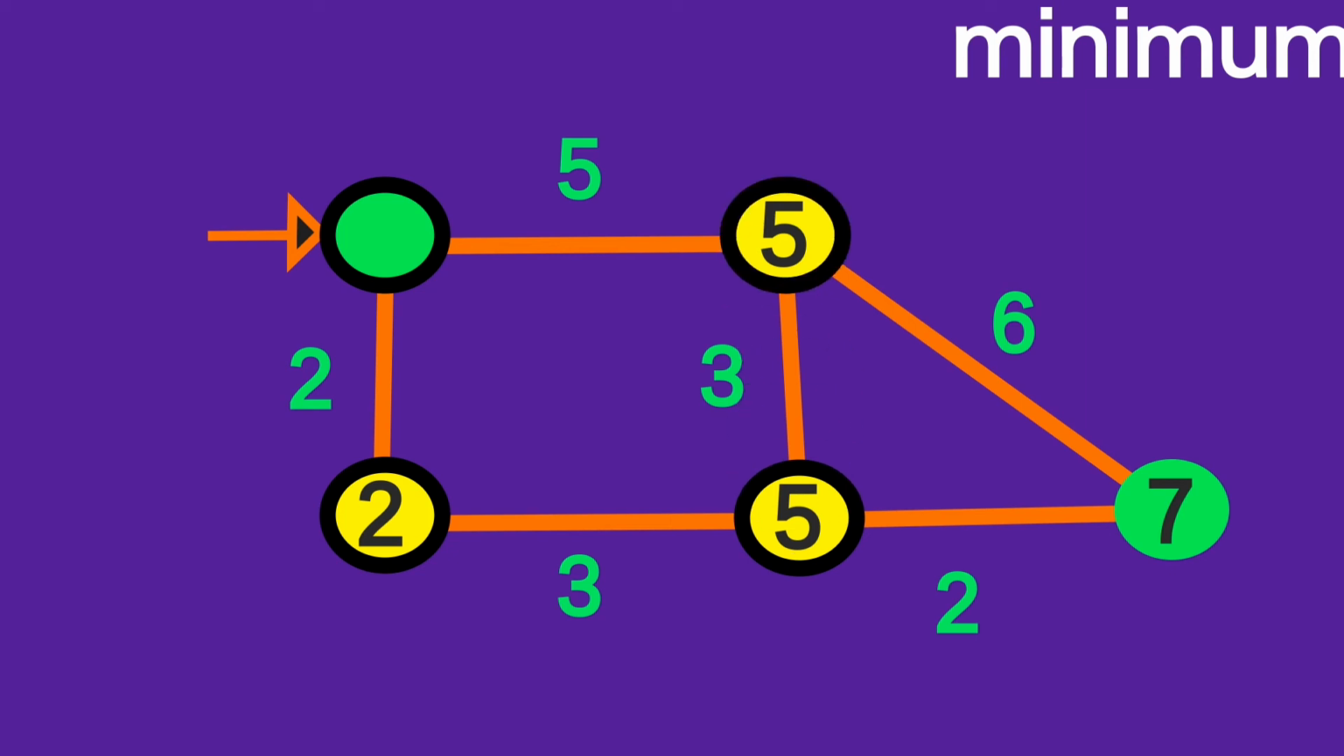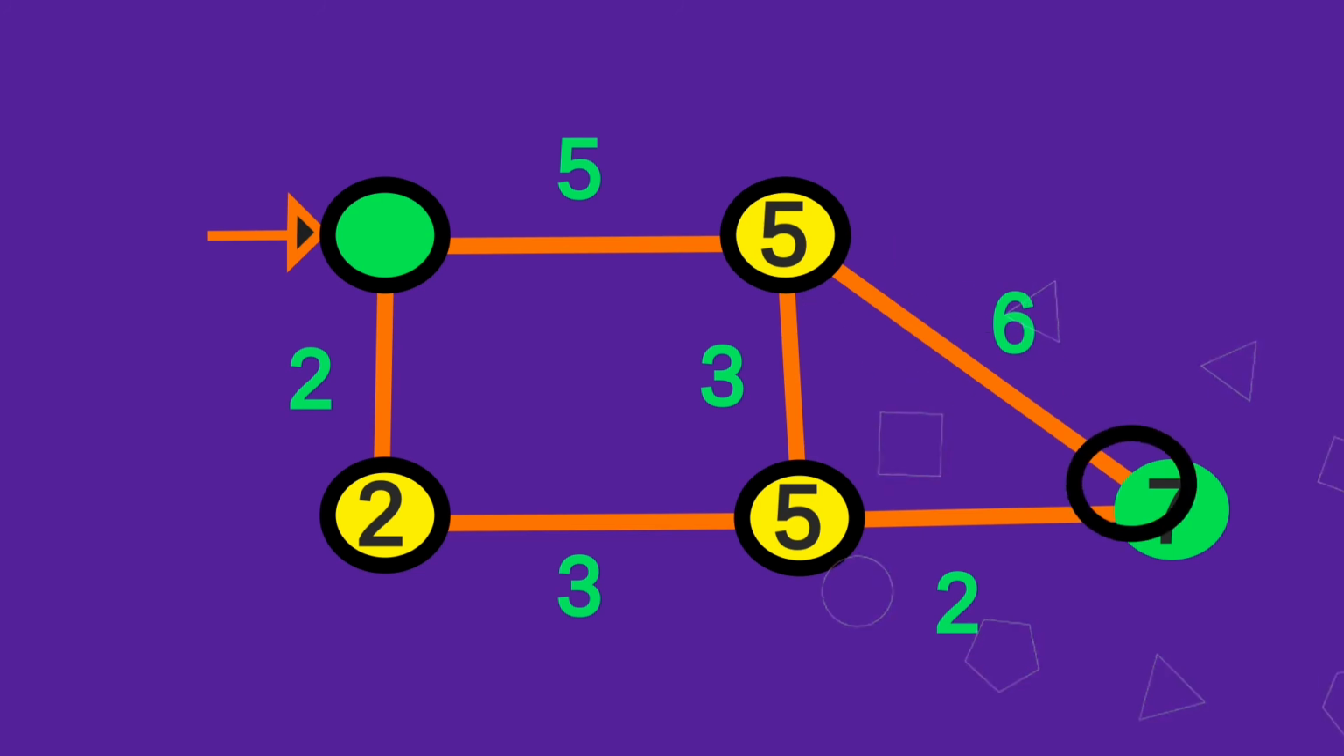We select again from the remaining, in this case we'll select 5 because it's less than 7, and then we'll update the adjacent one if we can. So we'll check 5 plus 6 is not less than 7, so we will not update and we'll let it be 7, and let's select the final vertex and we are done. We've found the minimum cost to reach the final vertex from initial vertex.